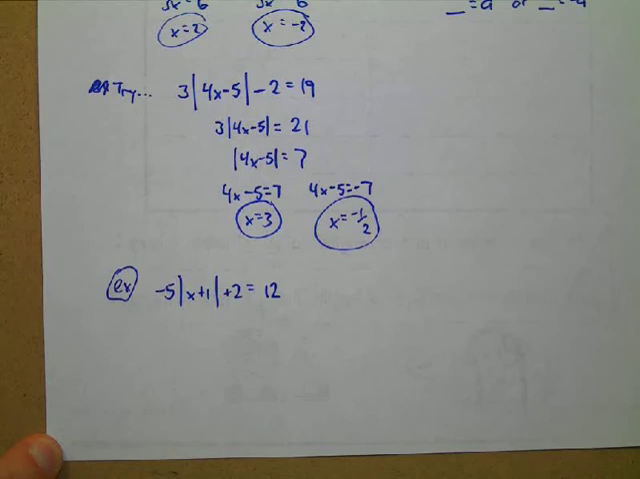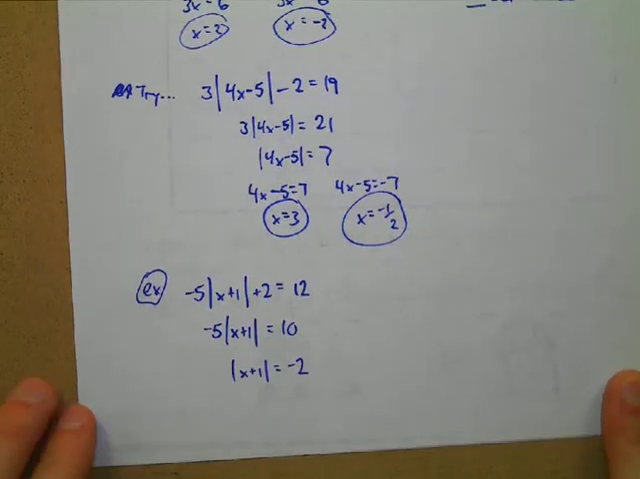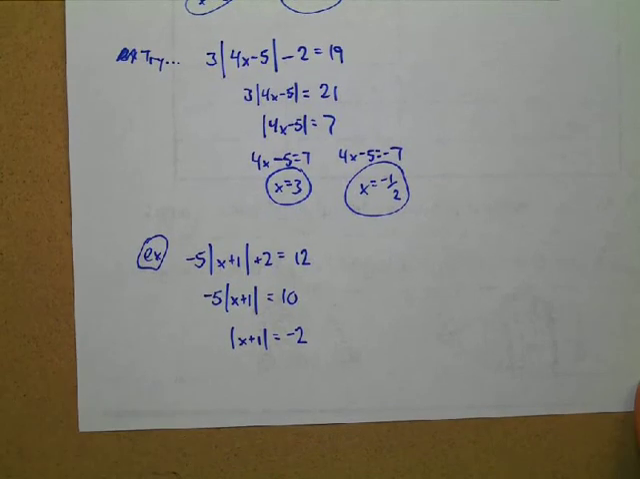Okay, so hopefully you're able to isolate by this point. So there's our result. Minus 2, you get 10. Divide both sides by negative 5, you get negative 2.